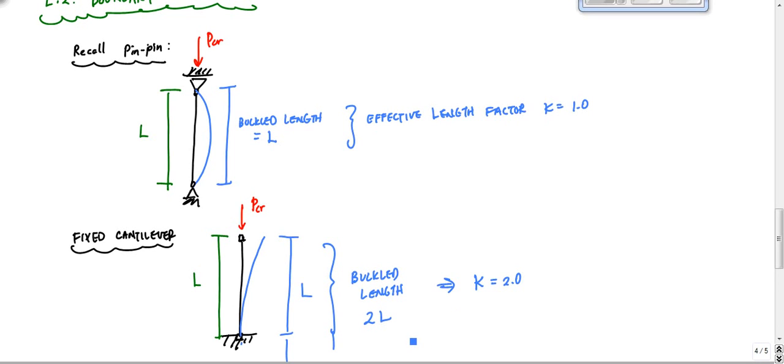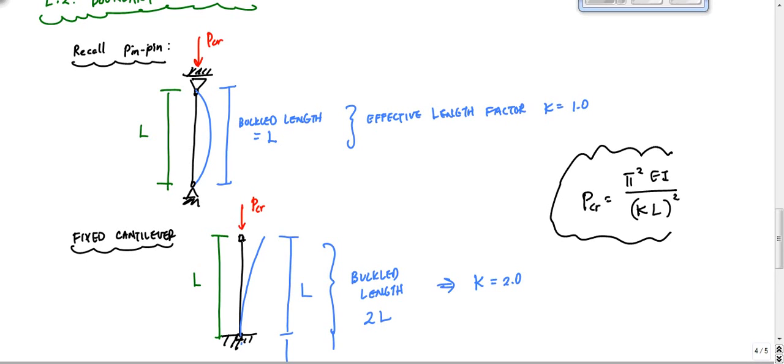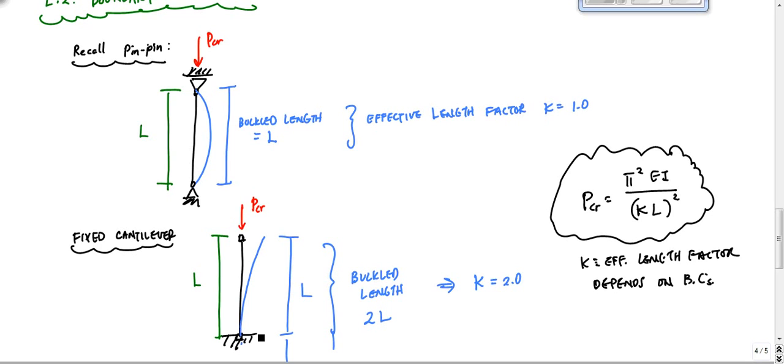So the equation for the critical load is this: P critical equals pi squared EI over (KL) squared. This is our critical buckling load equation that we are going to use. And K, the effective length factor, depends on the boundary conditions. This is how we account for our boundary conditions. When it's pin-pin, K equals 1. When it's a flagpole, K equals 2.